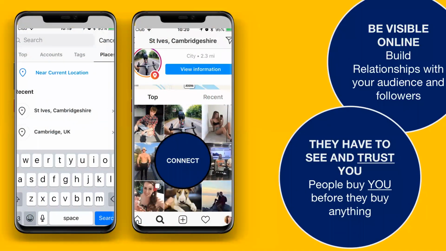So once we're using stories effectively and we've got our bio and grid right, the next thing that we need to do is to really start networking on Instagram. The important part of this is to be visible online. You want to build relationships with your audience and followers because they have to see and trust you before they will buy from you. So using the location search, if you go to the little magnifying glass in the bottom left corner of your homepage, you can search for your current location.